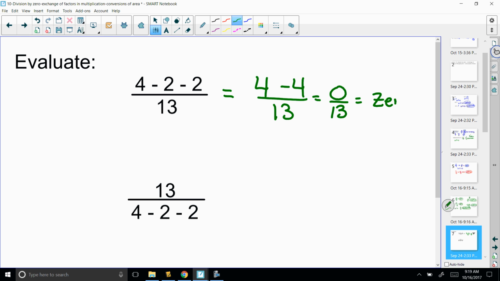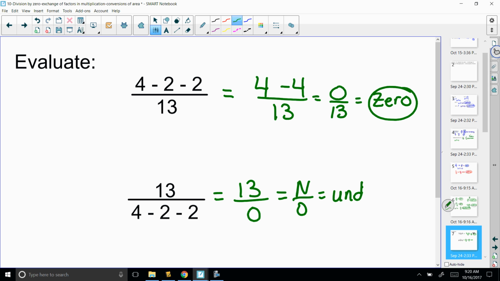0. I cannot take 0 and divide by a number. Oh, I mean, I can. Sorry. I back all that up. You can take 0 and divide by 13. That works. Down here, I'm jumping ahead. You have 13 over, what is 4 minus 2 minus 2? 0. Can you divide by 0? No. So what's your answer? Undefined.